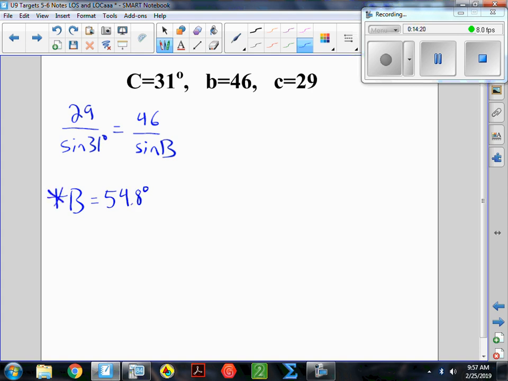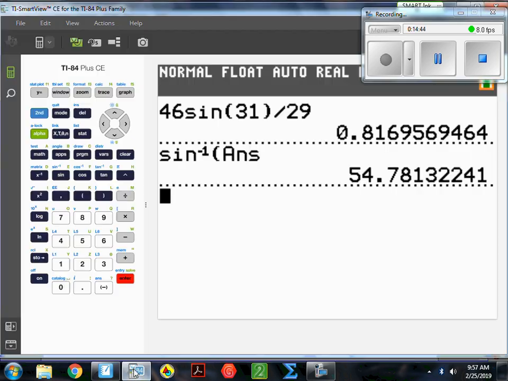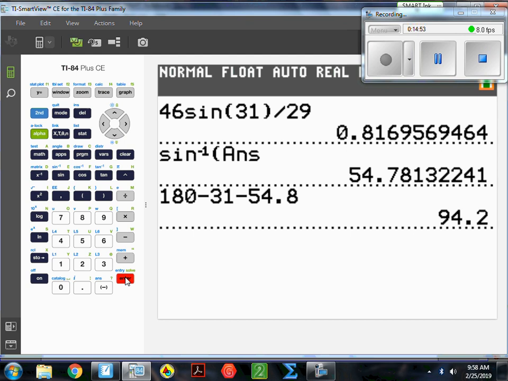I'll put a little asterisk by this because this was the first angle I solved for. I already had angle C, but this was the first angle I solved. Now, if I continue with this process, I would find angle A. Angle A would be 180 minus the 31 from angle C minus the 54.8. So 180 minus the 31 from C minus the 54.8, I get 94.2.